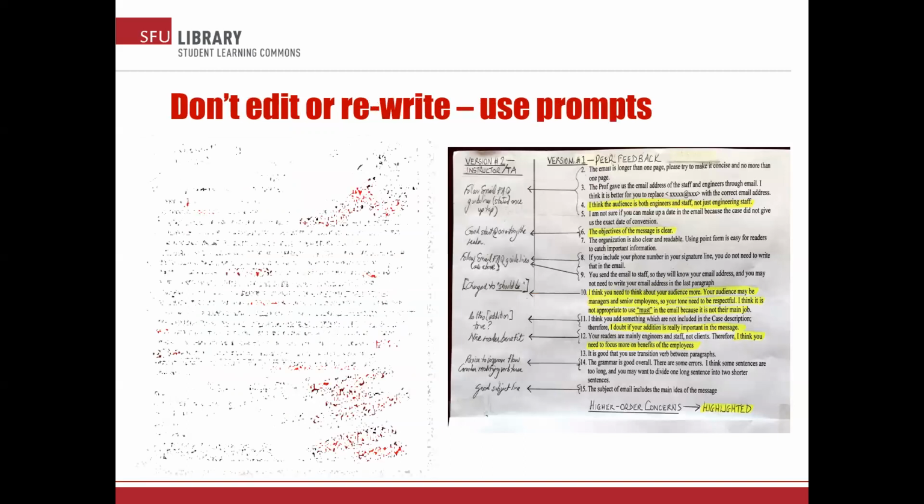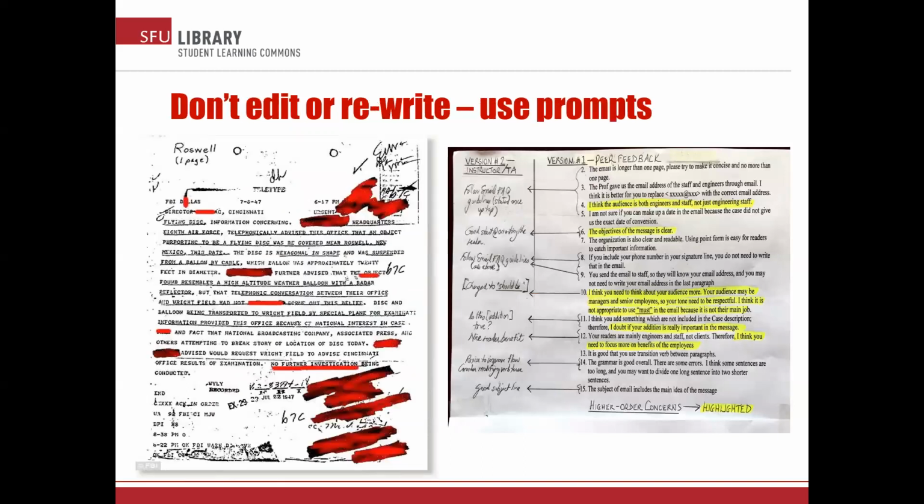When peer reviewing, it's important that you use prompts to help the author address concerns themselves rather than editing or rewriting the draft yourself. Focusing too much on lower order concerns can result in marking up the other person's paper too extensively, sometimes to the point that they feel their own work has been rewritten.